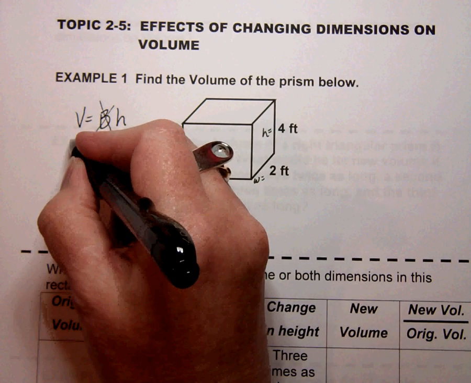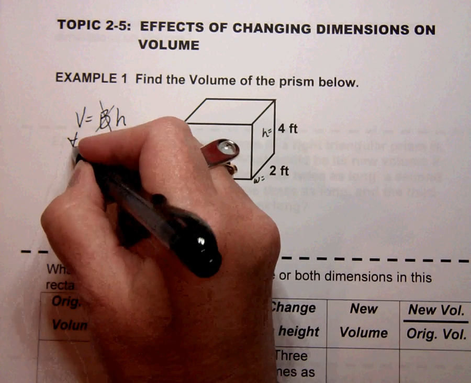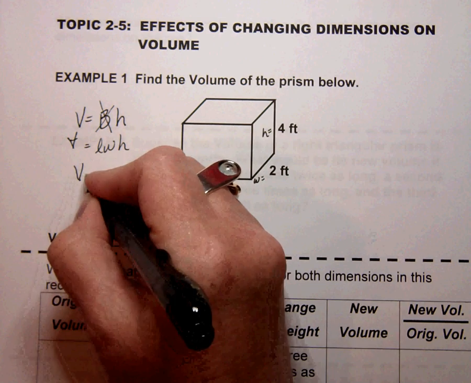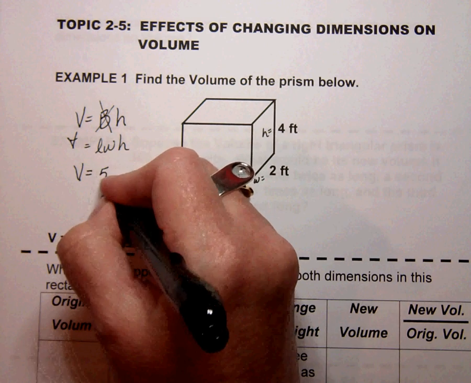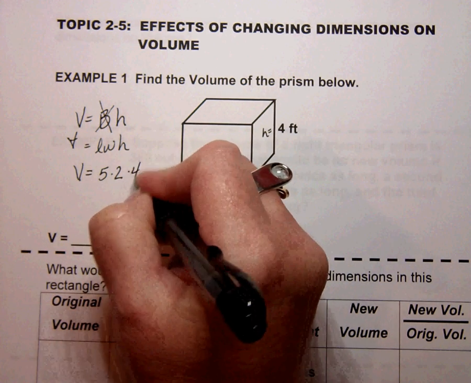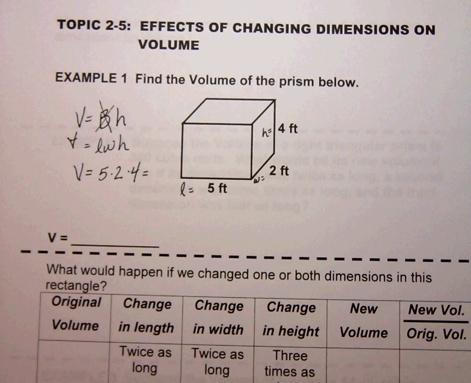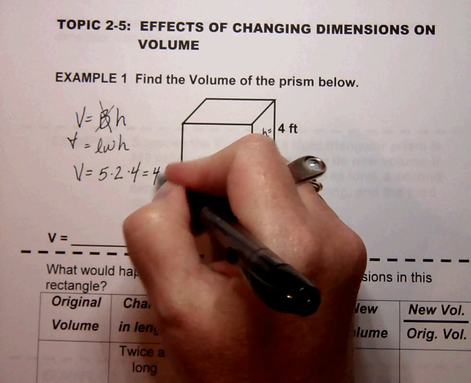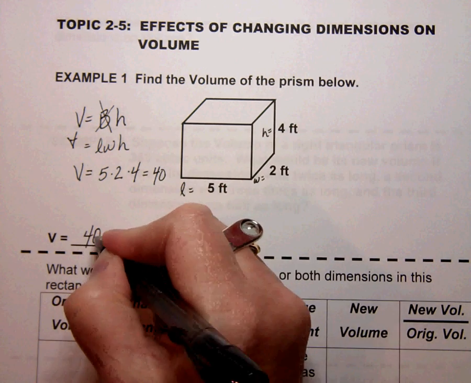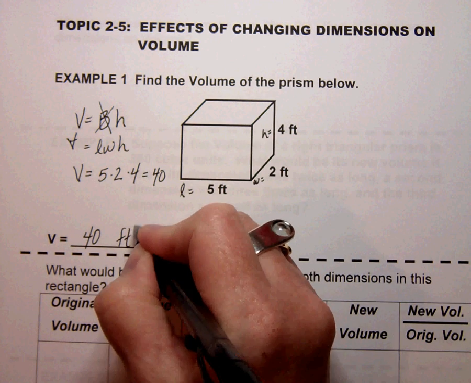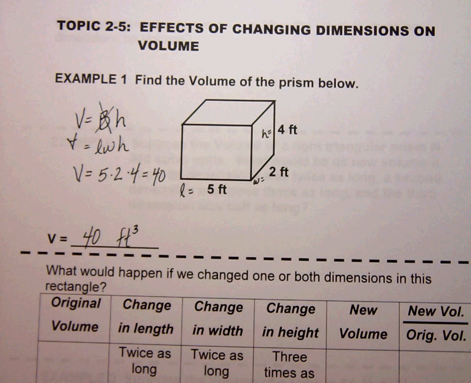So on this one, just do the length times the width times the height. So that's going to be 5 times 2 times 4. 10, and 10 times 4 is 40. So 40 cubic feet would be the volume of this prism.